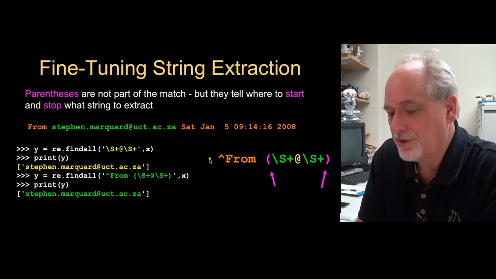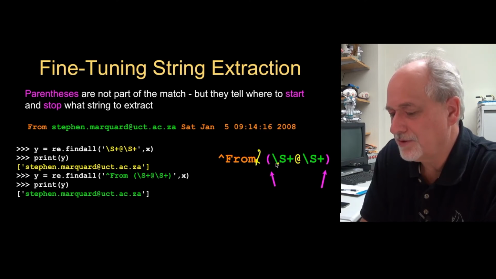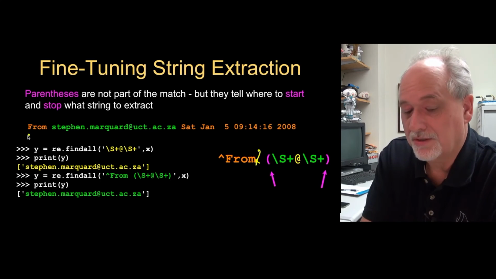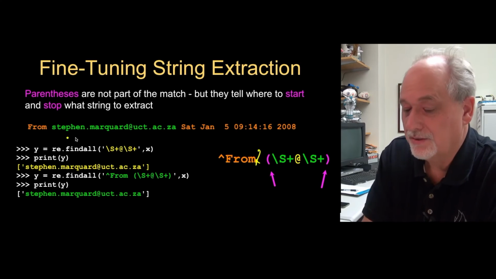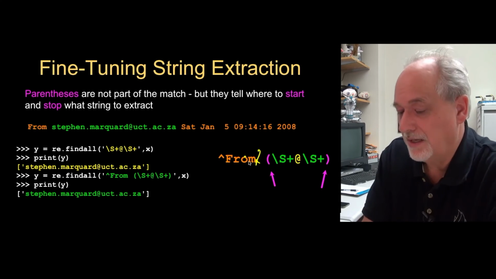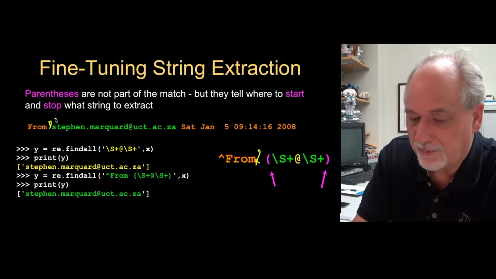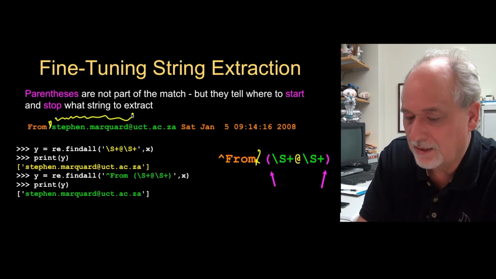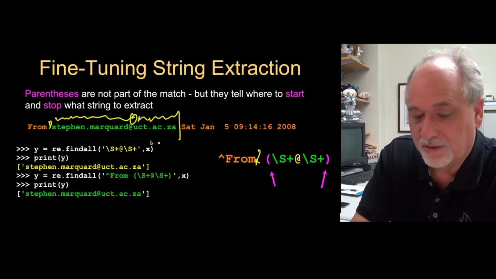We want to match "from" at the beginning, followed by a space, followed by, ignore the parentheses for the minute, one or more non-blank characters, followed by an @ sign, followed by one or more non-blank characters. If there's no "from", it's not going to be looking for that. It demands the "from" is here, so it matches that, and the space is demanded as well. Then non-blank characters, great. I got an @ sign, great. Non-blank characters, stop there. And so this is what's going to match.